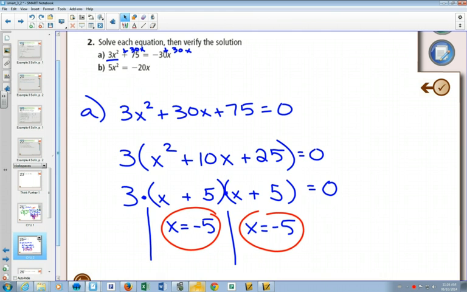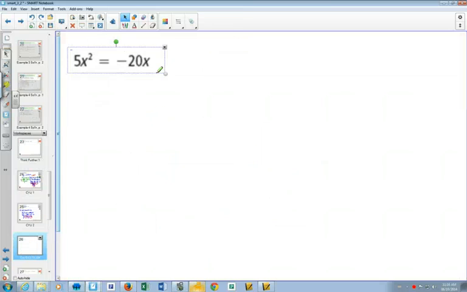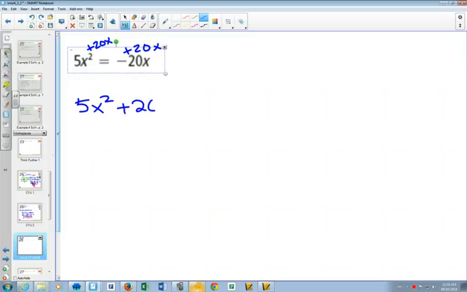So for part B, again, at this moment, we can't solve it because it's not equal to 0. We see the x squared, so we will make one side equal to 0. I'm going to add 20x to both sides. Because I need a side equal to 0 in order to use the zero product property.